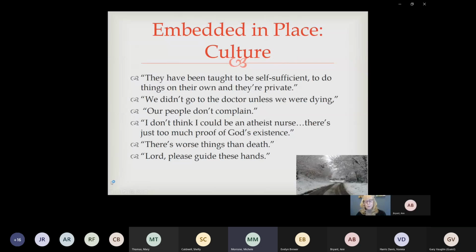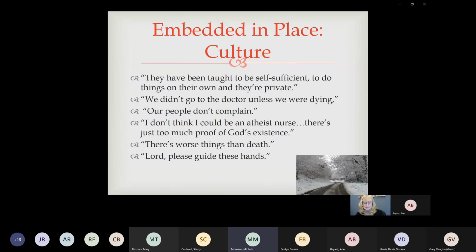Customs form a huge part of the nurses' perceptions. They were challenged to understand and incorporate customs into care. A traditional lack of healthcare engagement was recognized. "They've been taught to be self-sufficient, to do things on their own, and they're really private." And another one said, "We didn't go to the doctor unless we were dying."